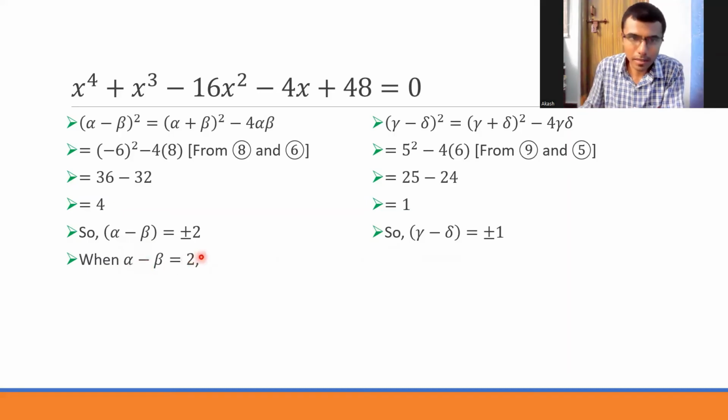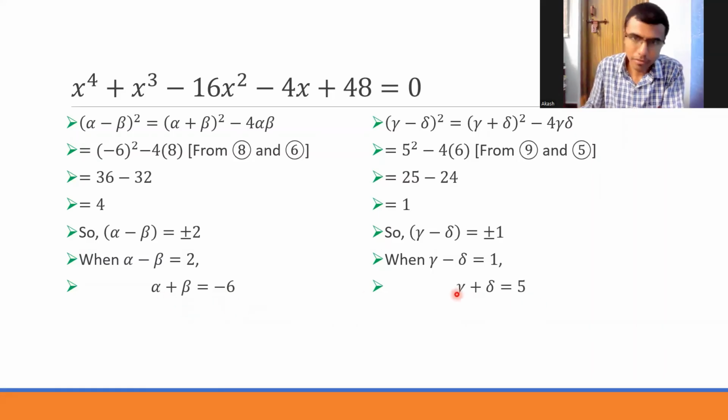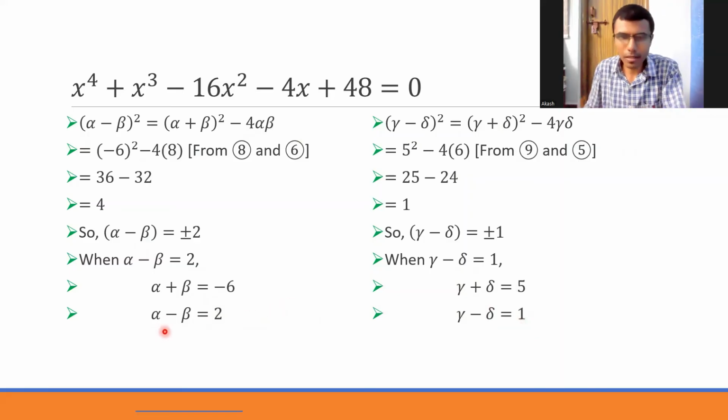When alpha minus beta is 2, I'm going to start my solution. See, basically we already know what's alpha plus beta. Okay, it's -6. And then gamma plus delta is 5. Previously, we substituted here only, right? You can see it. Okay, and alpha minus beta in this case is 2 and gamma minus delta in this case is 1. So just add them up.